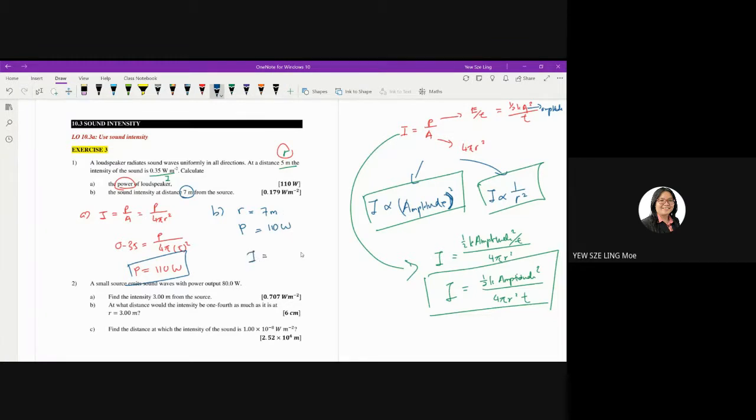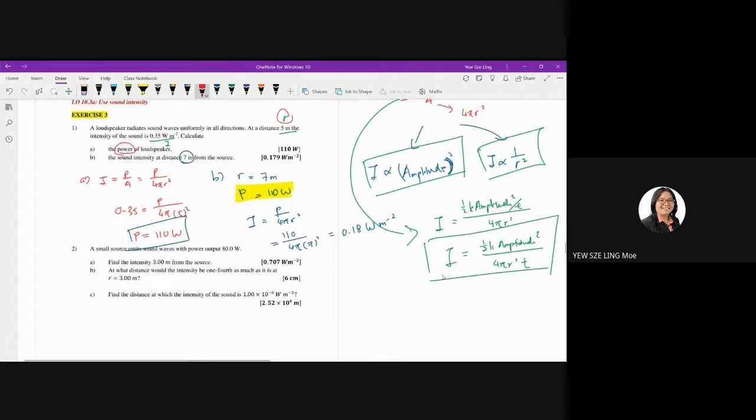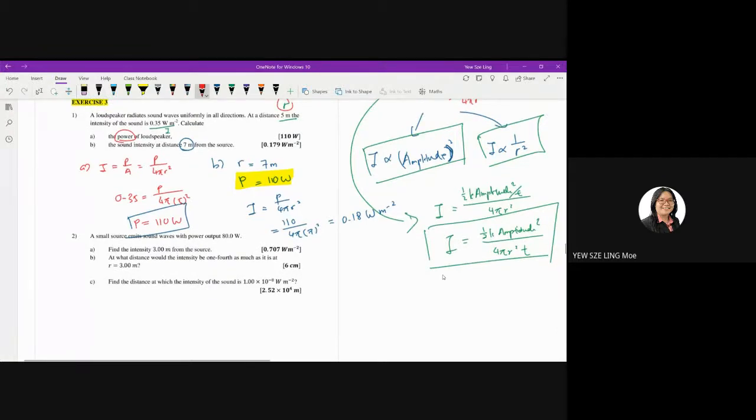So I is equal to P over 4 pi r squared. It is equal to 110 over 4 pi 7 squared, which is then equal to 0.18 watt per meter squared. So 0.18 W m negative 2, that is the answer for question B. That is how you solve it. The key point in this question is whether you know that the power remains constant or not. If it is coming from the same source and you're not changing anything, the power stays the same. I give you 1 minute to write it down before we proceed to question 2.